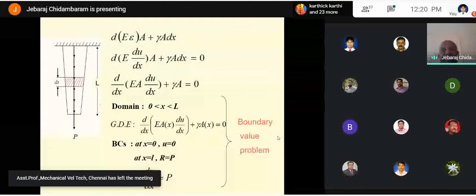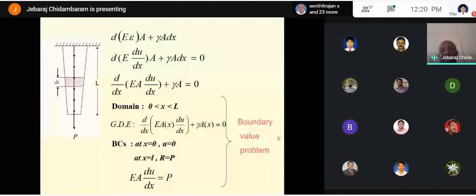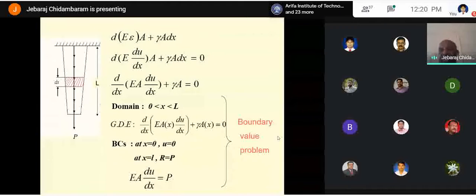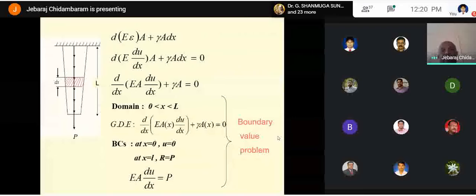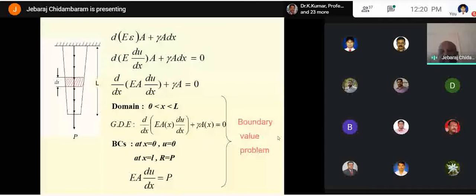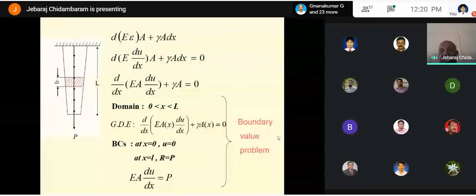Take the segment. At that segment, what is the area? Area of x. d by dx of A into du by dx plus gamma into A of x equal to 0. This is the governing equation for that segment which is under equilibrium. You can take the segment anywhere between 0 to L. The same equation applies, and the area at that location you put as a function A of x.